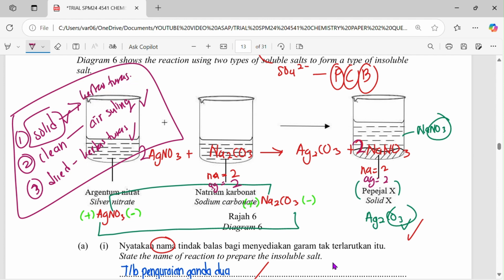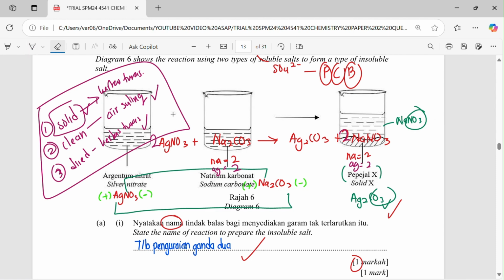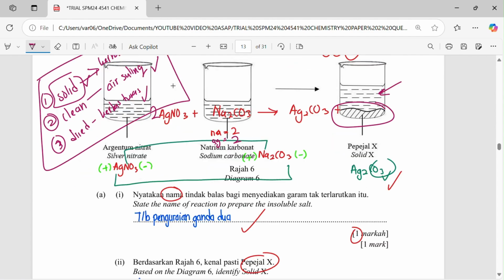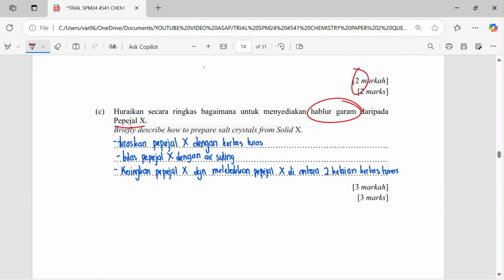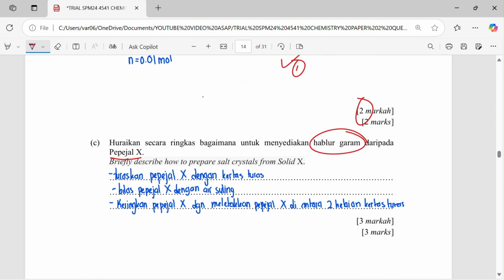Okay, so in this case, you already have your pepejal here, right? But however, it is still together with the larutan natrium nitrate. So first thing what you should do is you turaskan your pepejal X dengan kertas turas. So you'll get a perfect solid already.